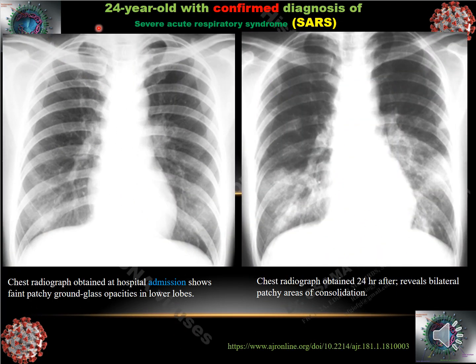This patient is a 24-year-old with a confirmed diagnosis of SARS, severe acute respiratory distress syndrome. The admission frontal chest radiograph shows subtle changes of ground glass opacity at the basal and subpleural distribution, which appeared more pronounced in the later chest radiograph done after 24 hours, with patchy areas of consolidation in that patient with confirmed diagnosis of SARS.